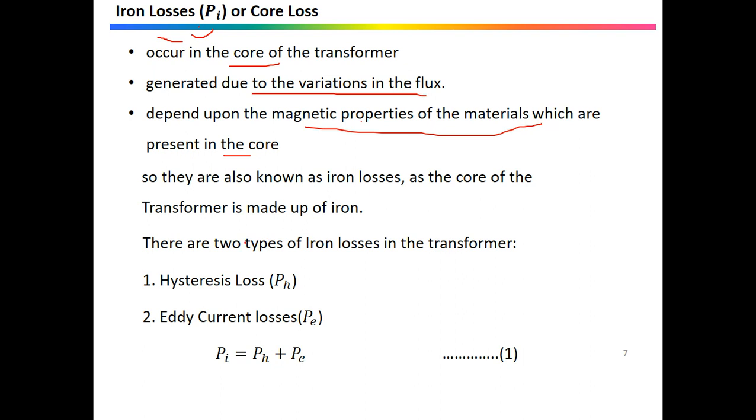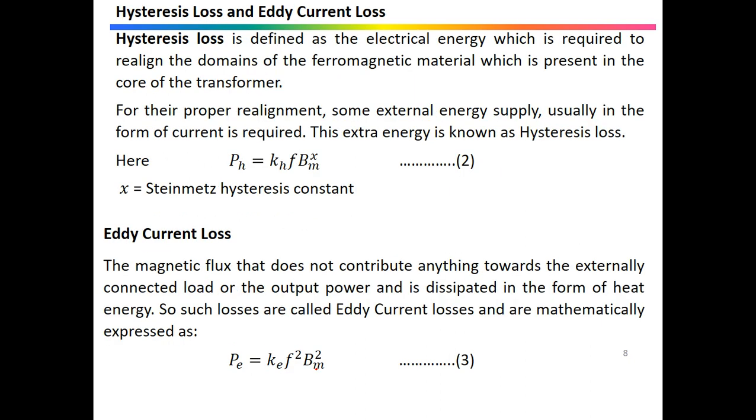The iron losses consist of two types of losses. One is the hysteresis loss, and the other is the eddy current loss, and the total iron loss is the sum of these two, that is, the hysteresis as well as the eddy current losses. Now we will first calculate the hysteresis losses and then the eddy current losses.